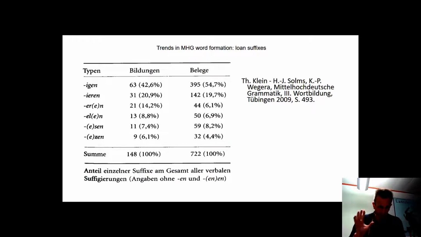But no rule without exceptions. Of particular interest, however, is the loan suffix -ieren, primarily from a static perspective. Formations based on -ieren account for at least 20% of the verbal suffix formations in Middle High German. The suffix came into German in two stages, so to speak.